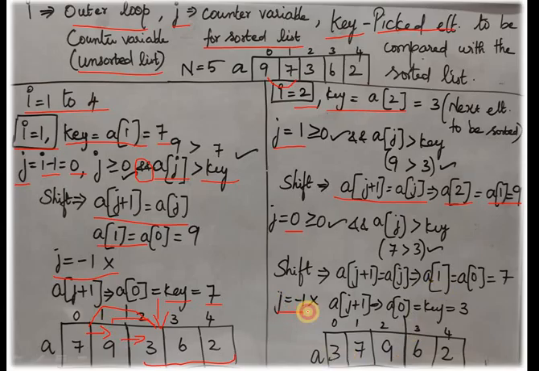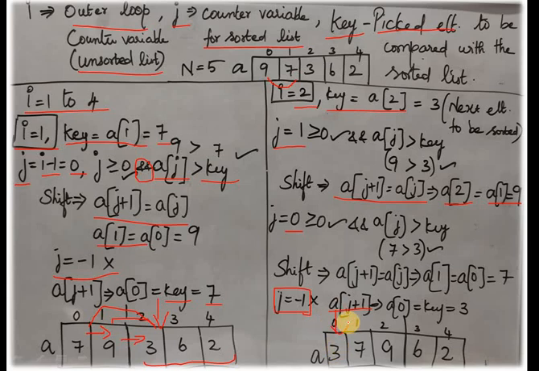So when j is decremented, it becomes minus 1. So minus 1 greater than or equal to 0, condition false, so it comes out of the j loop, and in the next position the key value will be placed. So a of j plus 1, because for the false condition one more decrement has happened, that's why we are incrementing the j value. So a of j plus 1 is equal to a of 0. Now j value is minus 1, so minus 1 plus 1, it is 0. So a of 0 is equal to key. What is the key value? 3. So 3 is placed in that free position.